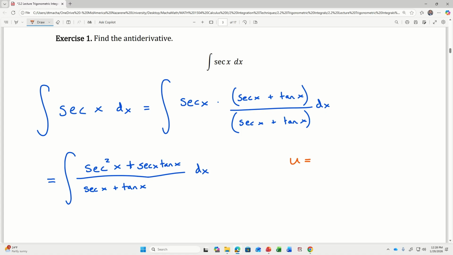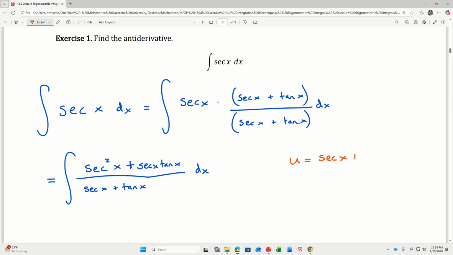What's another choice of u? Just secant. Okay. What if we choose just secant? The derivative of secant is secant times tangent. And I do have a secant times tangent, but it's not multiplying everything, right? It's only part of the numerator, so that's not going to work for me either.